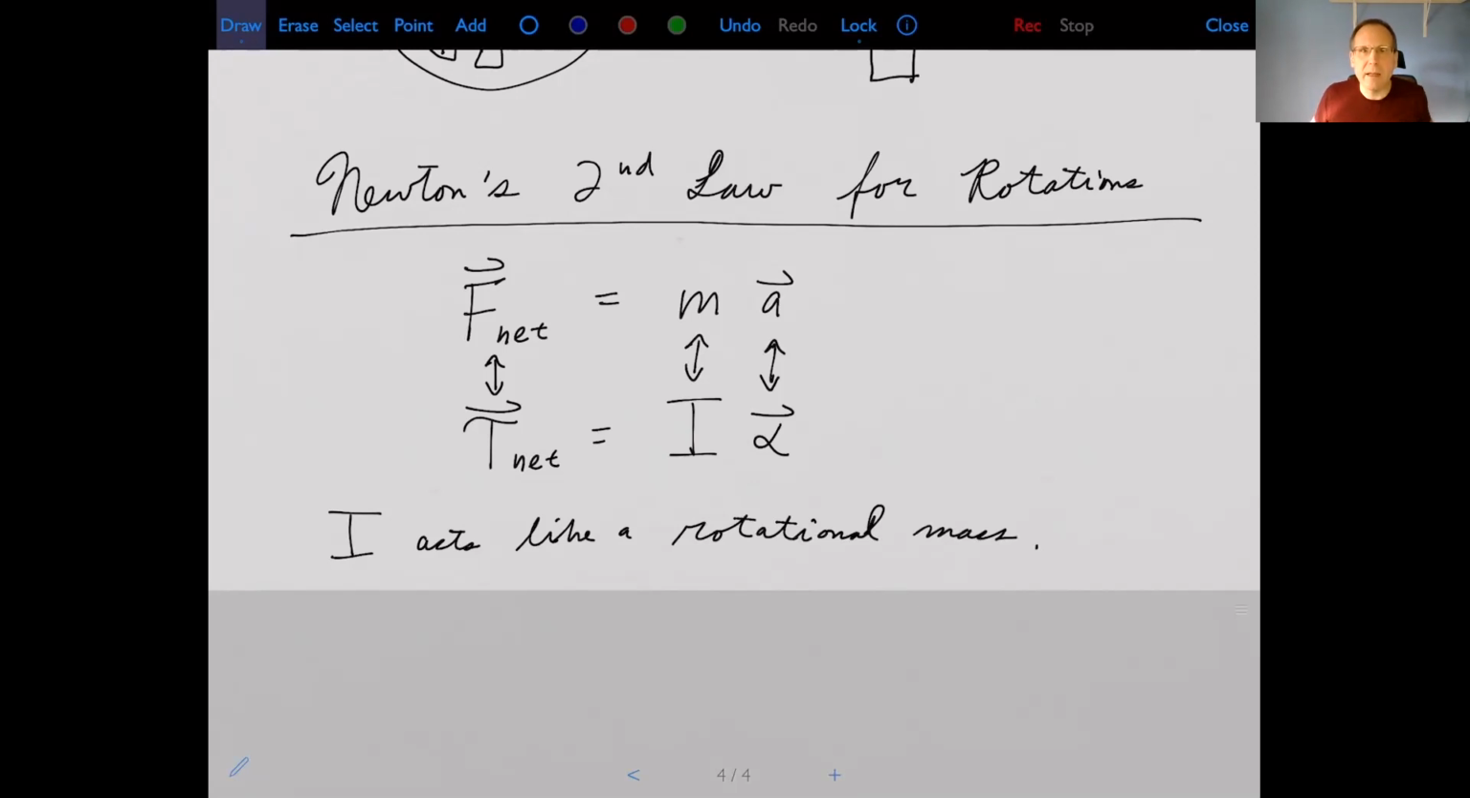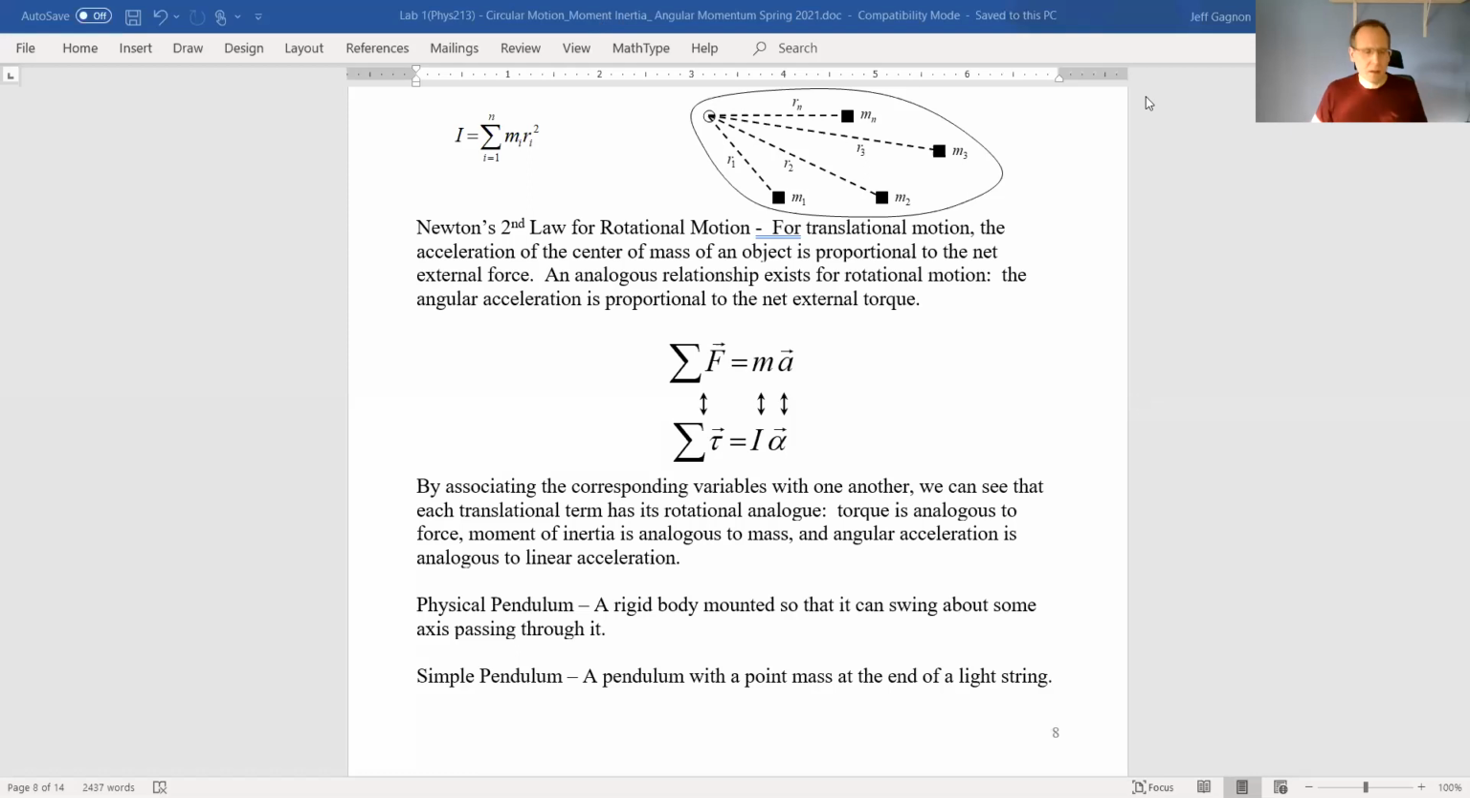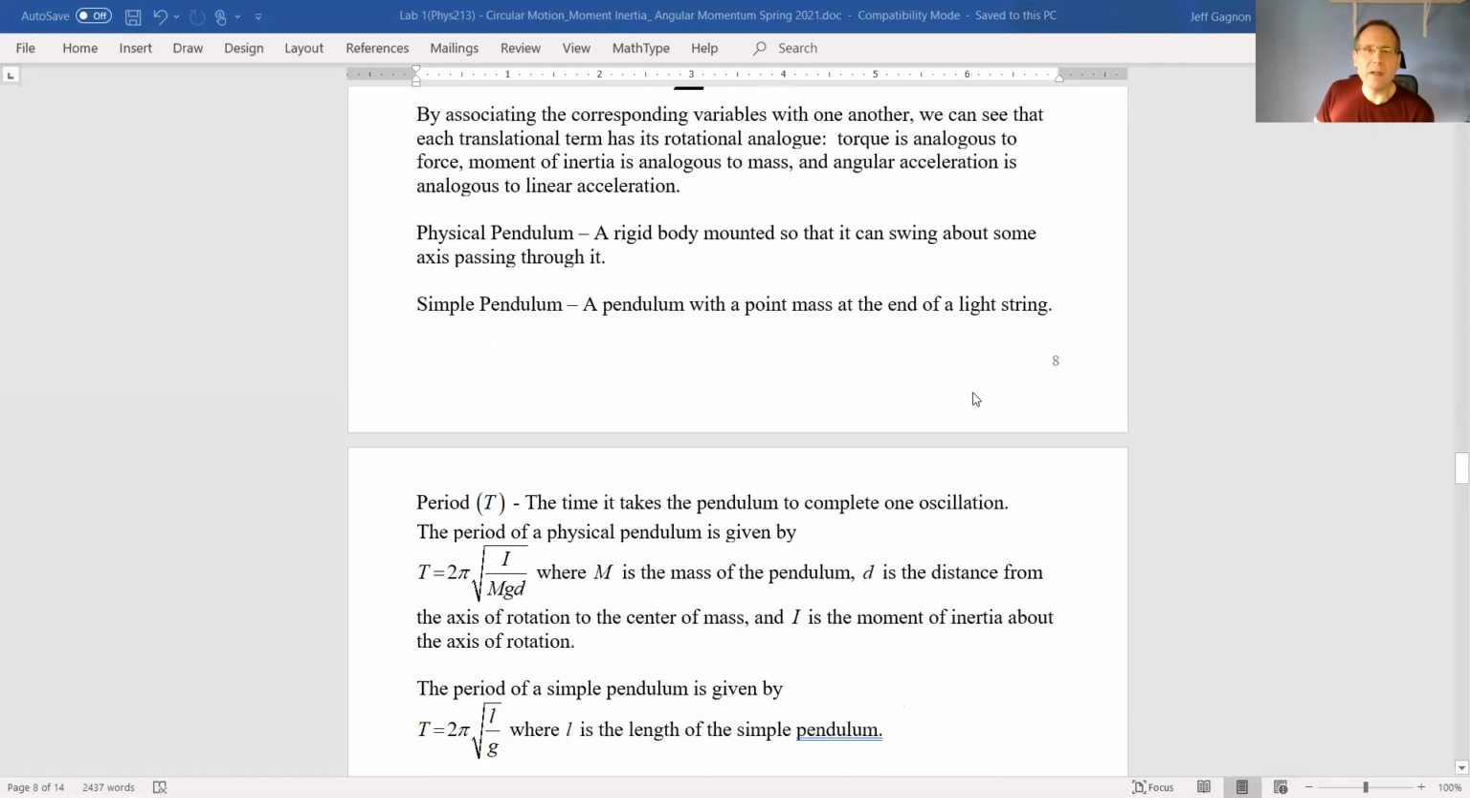Okay, let me go back to the handout and go over a few more definitions. So again, we talked about the analogies between the rotational form of Newton's second law and the linear translational form of Newton's second law. This is the one you're most familiar with, right? The sum of the forces, the net force, equals ma. And there's an analogous formula saying that the sum of the torques, the net torque, equals I times alpha. So I, again, is sort of like a rotational mass. It resists changes in angular motion. All right, a few more definitions.